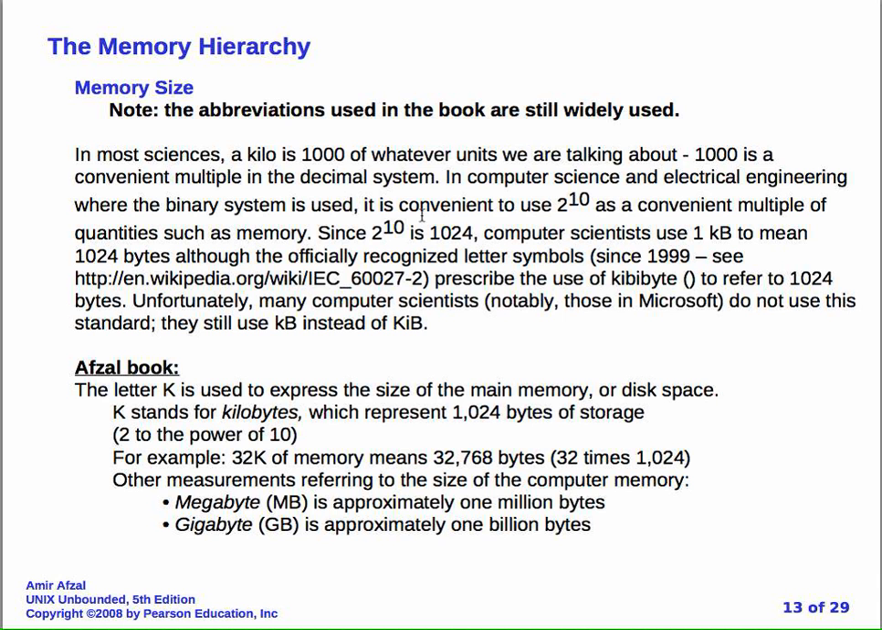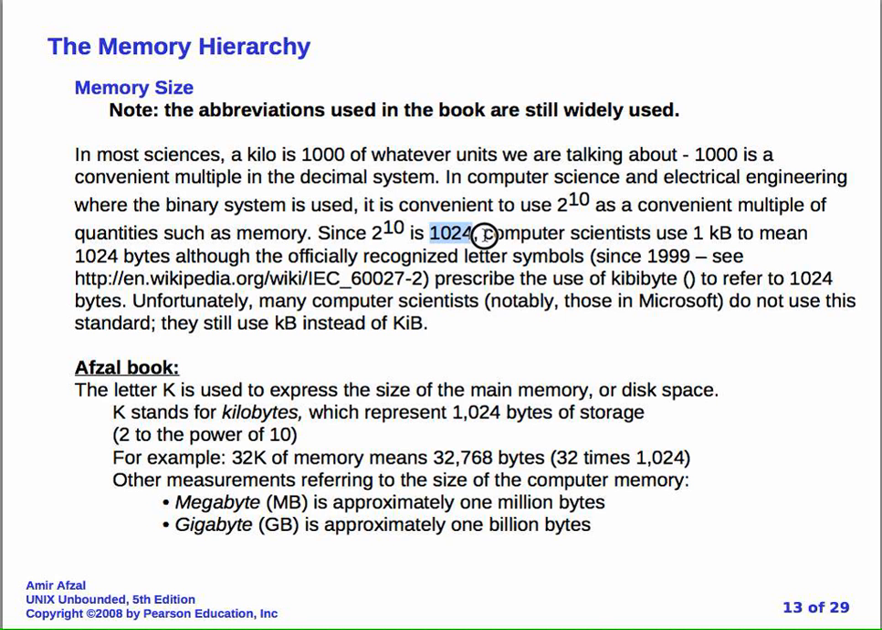Compare this to what you would normally see in other sciences. A kilo is about 1,000 of whatever units we're talking about. So a kilogram is 1,000 grams, and so on. In computer science and electrical engineering, where we use the binary system, it's convenient to use 2 to the power 10 rather than just plain 1,000, just because it's easier to count things when you use powers of 2. So 2 to the power 10 is 1024. It's close enough to 1,000 that we say, okay, that's a kilo.